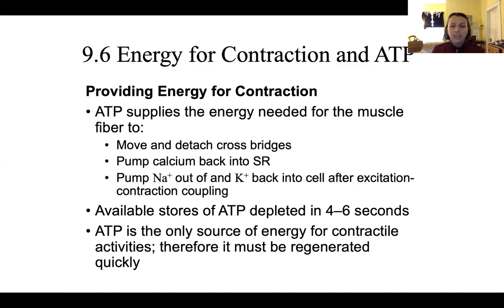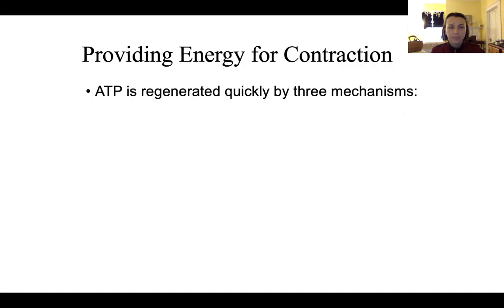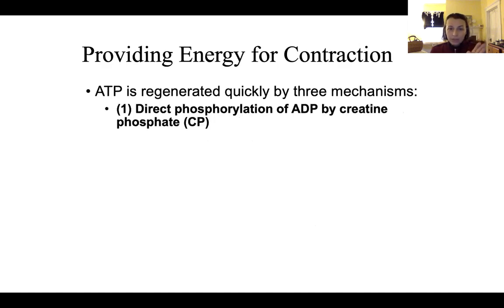So we call it regenerated. It has to be regenerated quickly. I like to think of it as made or generated, but regenerated is because it's kind of cycling through over and over again and again to help us. So it happens in 3 ways. Direct phosphorylation, and that's what we looked at already of ADP, adenosine diphosphate by creatine phosphate. So creatine phosphate's located in the cell already. We'll talk in detail after I list all these.